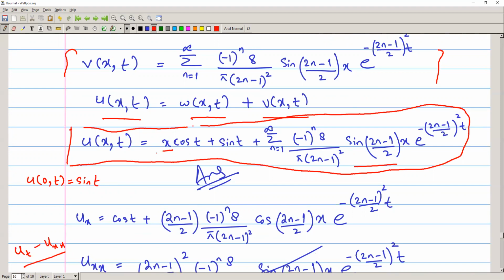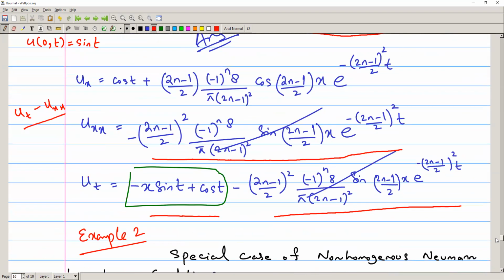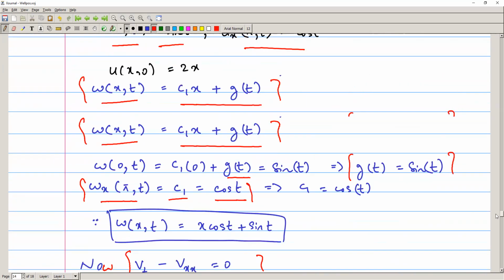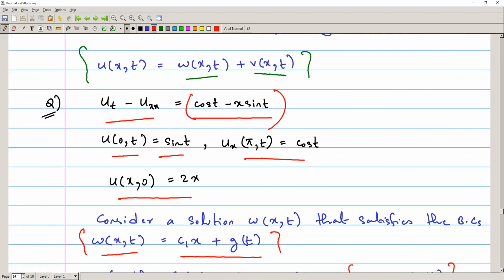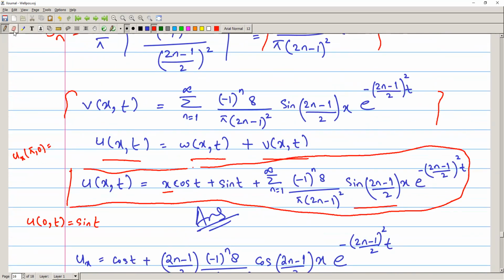And then we know that u_x of pi comma t is given as we can see in the boundary condition above. So here is the boundary condition, u_x of pi comma t is equal to cos t. So we'll differentiate this function with respect to x. Now here we will be left with cos t, right? Here we will be left with cos t.